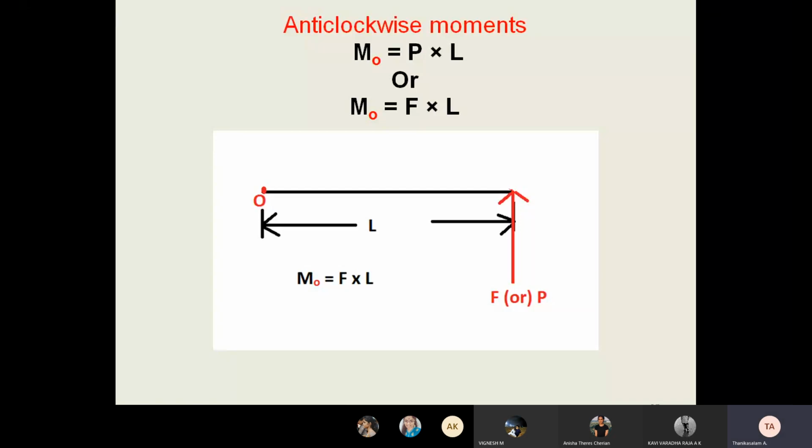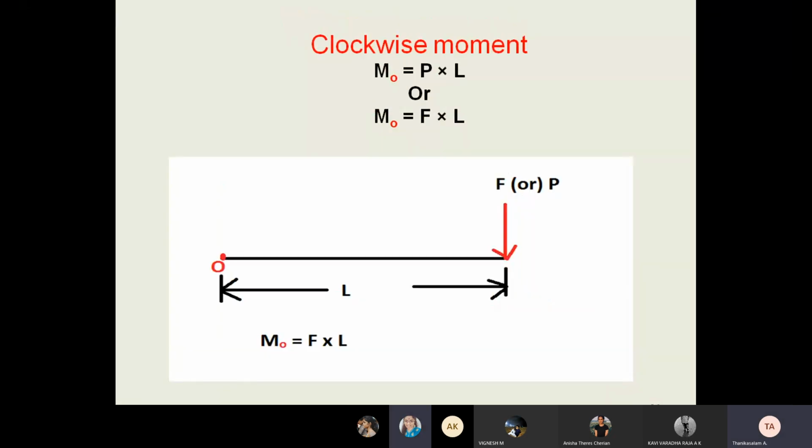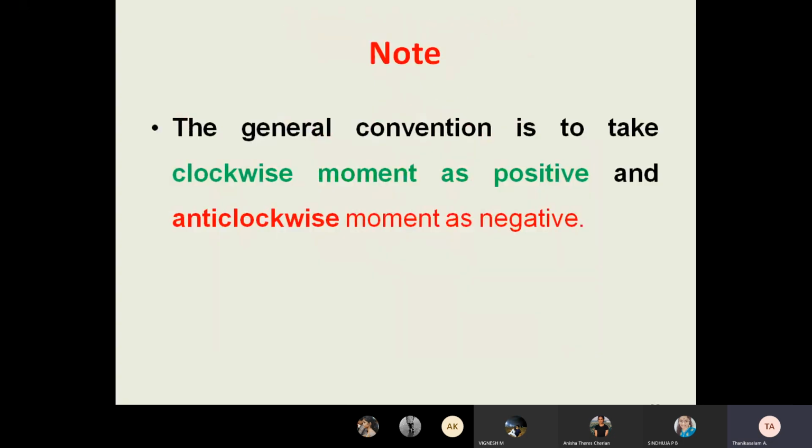Class, understand? What is clockwise and anti-clockwise? Okay, just put your thumb on O and your index finger on F, and rotate it. See here, clockwise. Here, anti-clockwise. What is the difference? That is the sign. Understand? Very, very important, students. Clockwise moment is taken as a positive value. Anti-clockwise moment is taken as a negative value. Be careful. Whenever you take a moment, you have to consider whether it is clockwise or anti-clockwise. Clockwise moment is positive, anti-clockwise moment is negative.